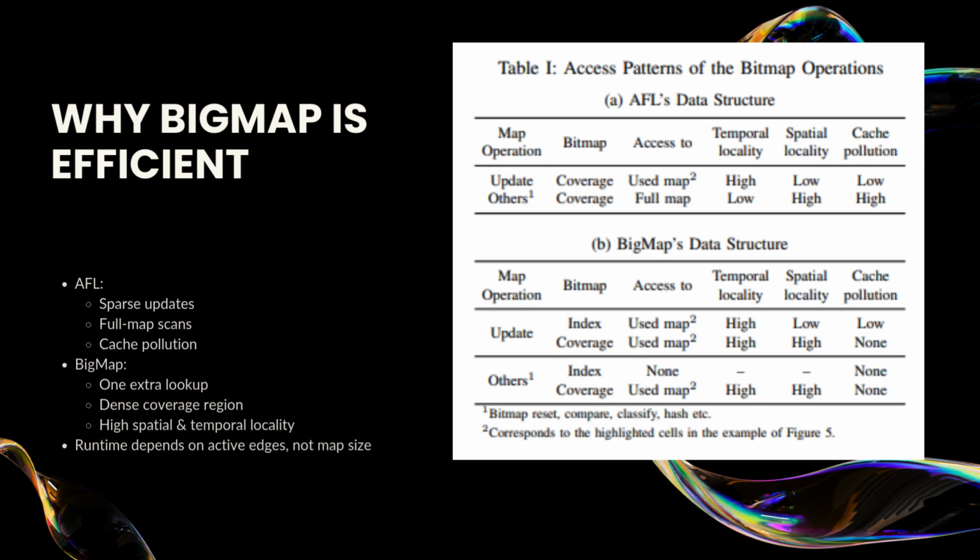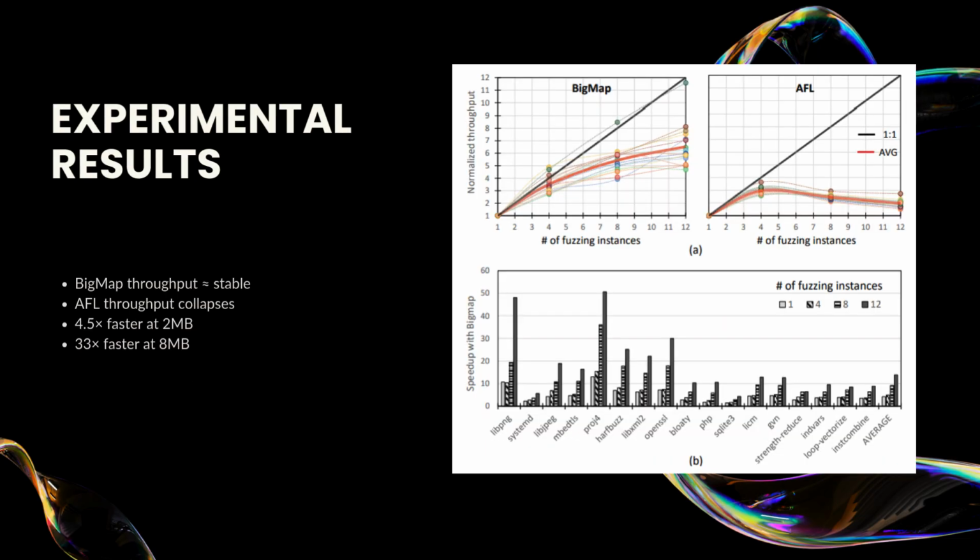without suffering throughput collapse. So far, everything we've discussed has been conceptual and architectural, but the real question is whether this redesign actually delivers measurable improvements in practice. So let's turn to the experimental results. Now that we understand the design and why it should improve performance, let's examine the experimental results.